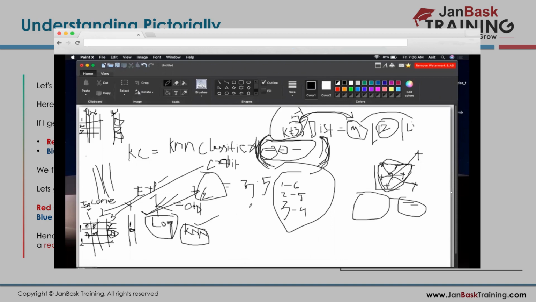First of all, KNN does not give a probability output. That means in the Y you will get either 1 or 0, like 1 0 1 0 like this.